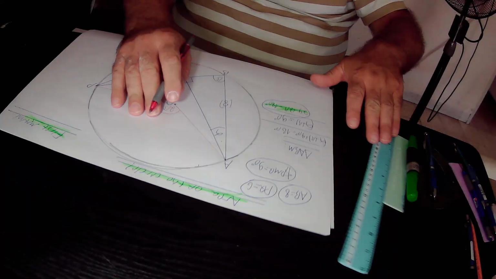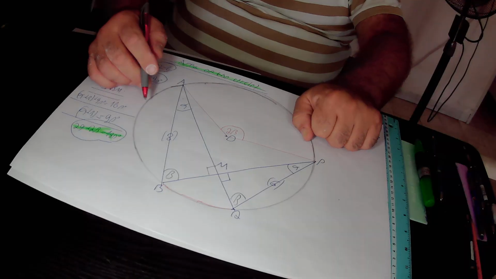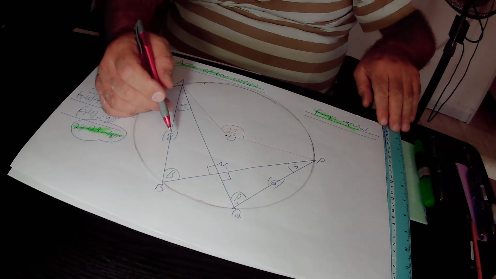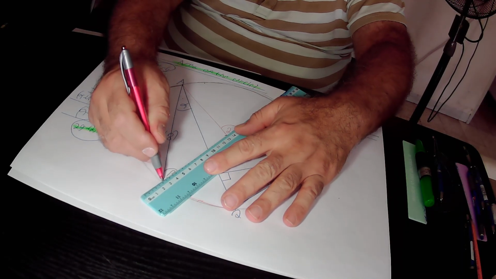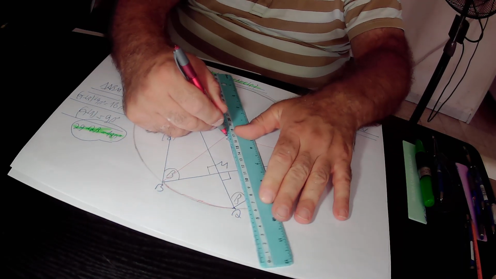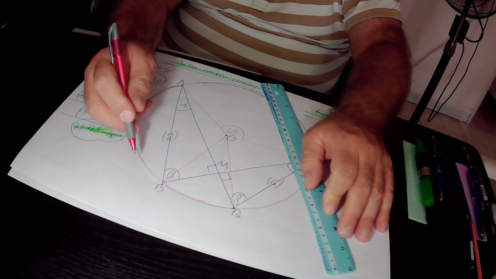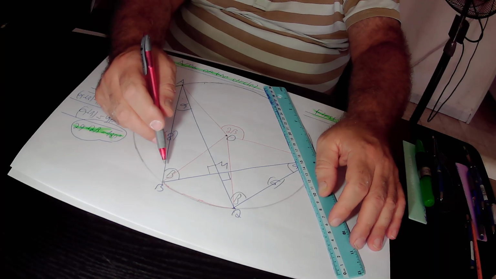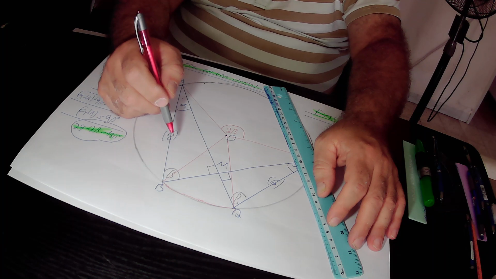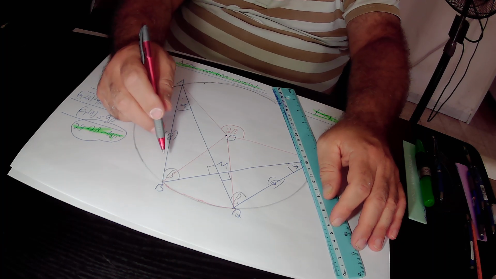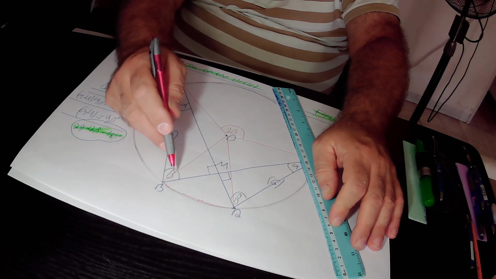We create another central angle, the central angle BOQ, that subtends arc BQ. But we also have peripheral angle BAQ that subtends the same arc BQ.